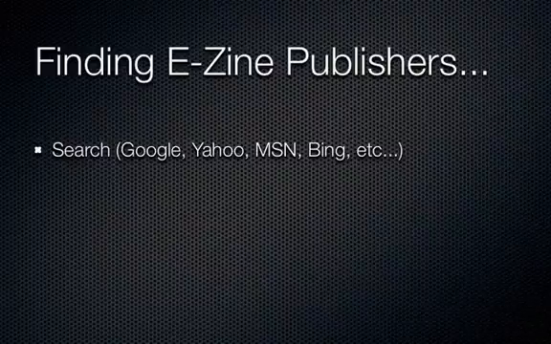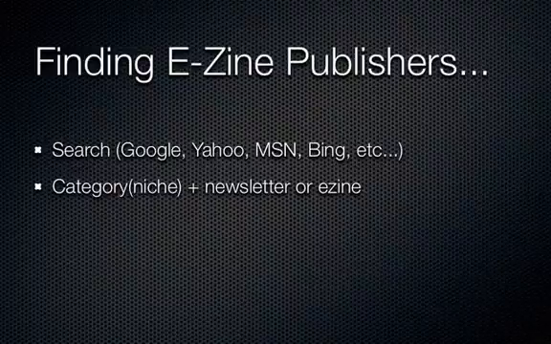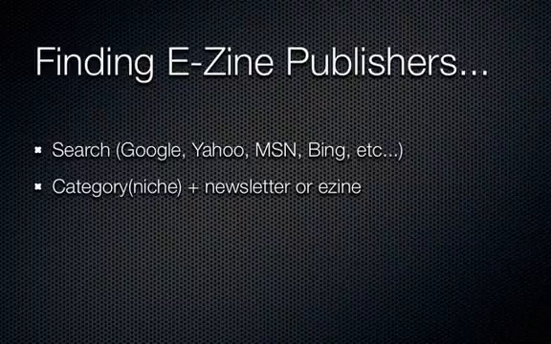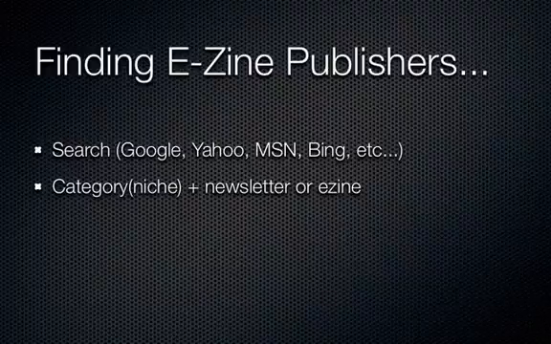Just go to a search engine, and you're gonna search for an e-zine publisher. And how we're gonna do this is, remember that I showed you those categories in ClickBank in the previous video. What we're gonna do is take that category, that niche. Remember, we're gonna pick a niche that people buy stuff in, right? So we're gonna take that category, and then we're simply gonna put that category's name, or whatever that niche is, in Google search, and we're simply gonna add the word newsletter or e-zine.